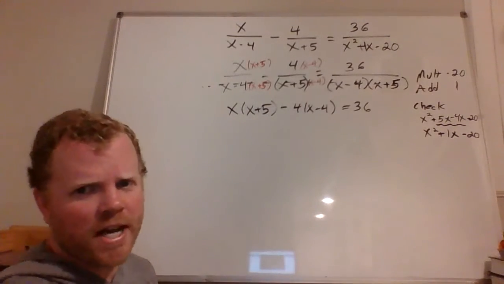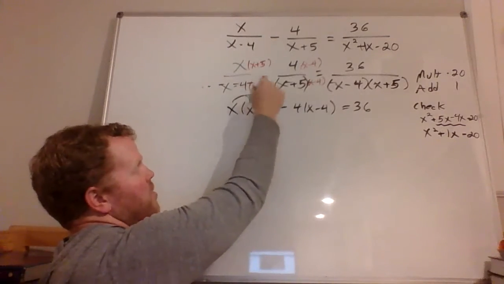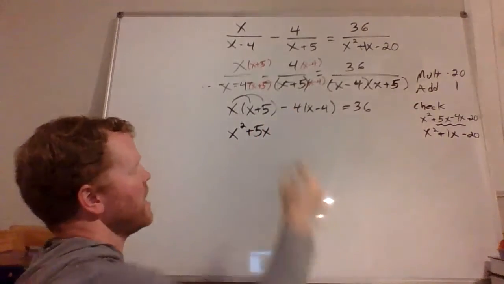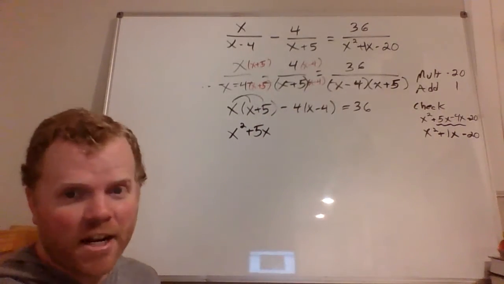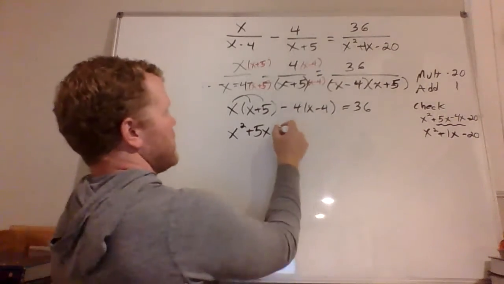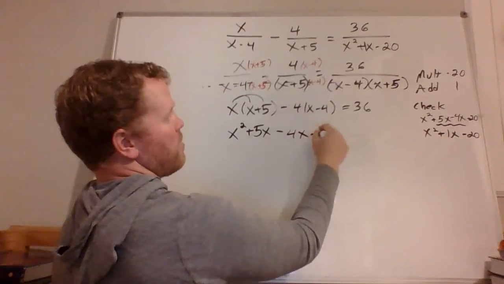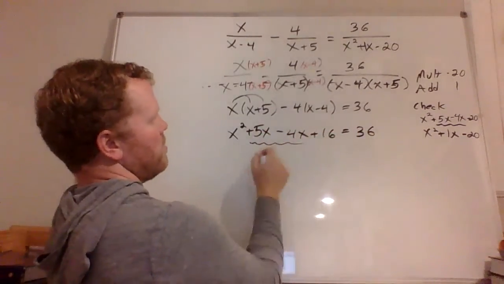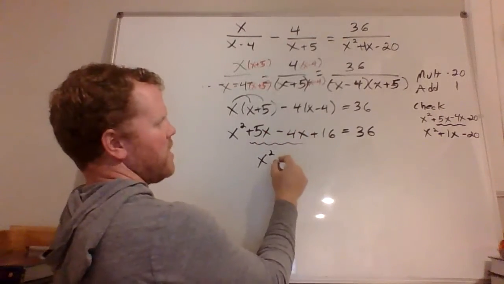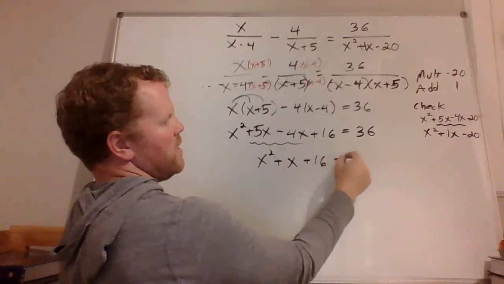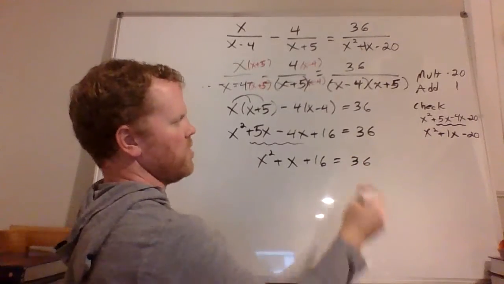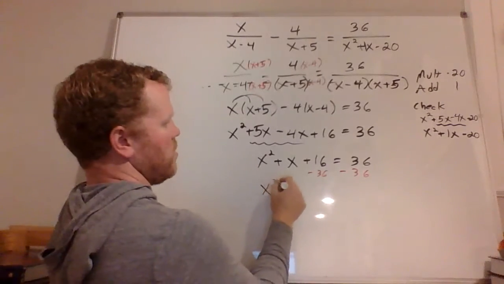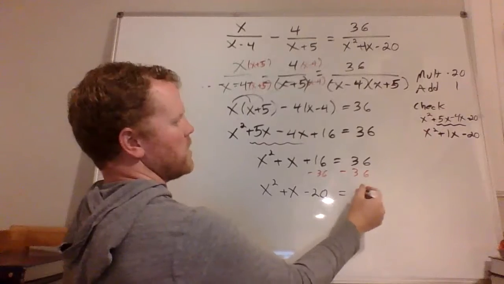Now, your goal is to make one side 0 and solve this, but before you do that, you kind of have to distribute. So x times x is x squared, x times 5 is 5x. Be careful on the next little part because you're actually distributing a negative 4. So negative 4 times x is negative 4x, and negative 4 times negative 4 is positive 16. In the center, we've got a 5x and a negative 4x, so that should make x. And we're still equal to 36, but if you just subtract 36 from both sides, you should get down to x squared plus x minus 20 equals 0.